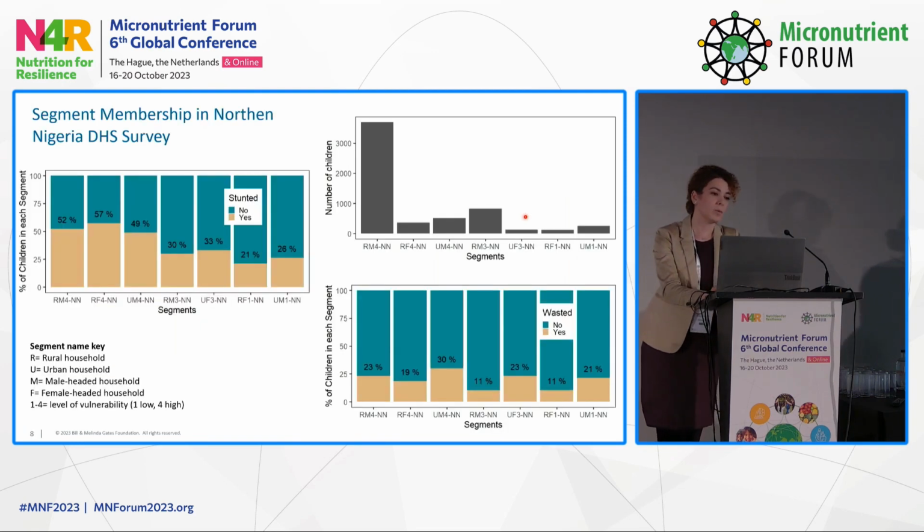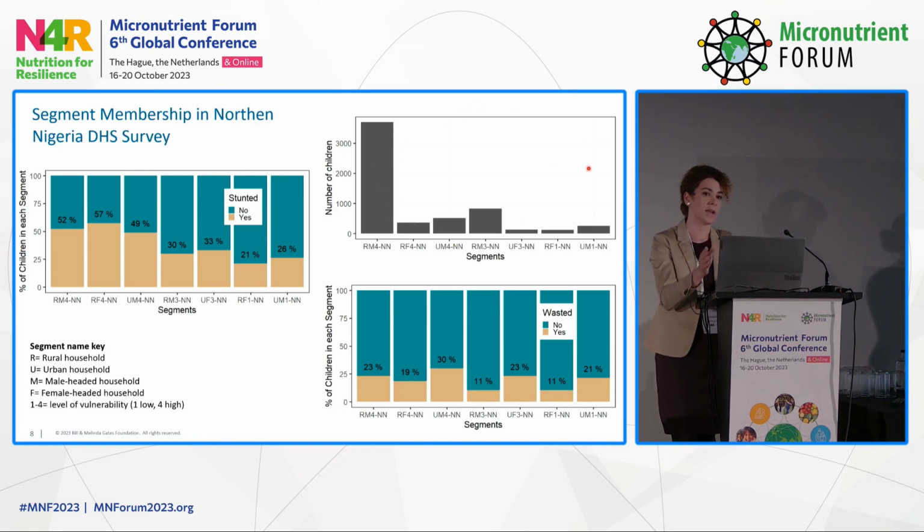So the next step, we wanted to see what the segment membership is in northern Nigeria DHS. The plot on the top right-hand side shows the number of children inside each of these segments. Some of them have a low number of samples, some have higher. And then we wanted to see what percent of children inside each segment are wasted or stunted, which are these 2 colored plots as shown here.